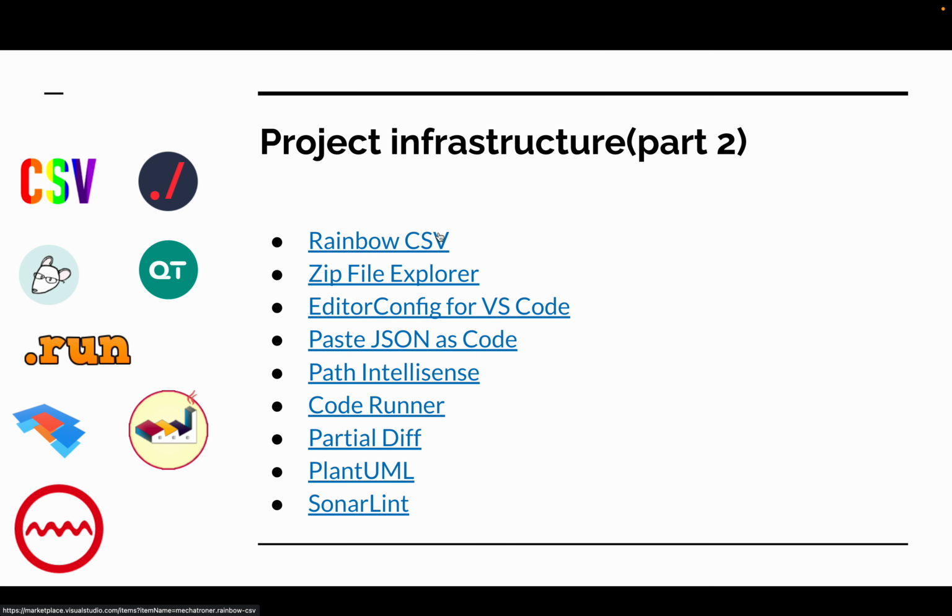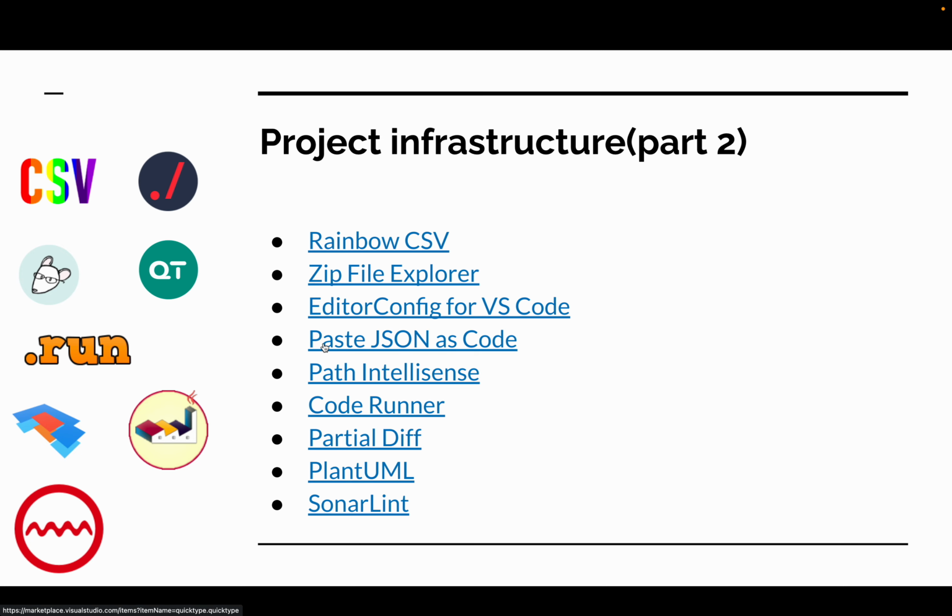So we have Rainbow CSV highlight. We have Zip File Explorer, if you have some zip archives in your project and you need to manage them. We have EditorConfig for VS Code, a useful extension for setting up the end of the file, how many tabs, whether you are using tabs or spaces, how many spaces you are using, and so on.